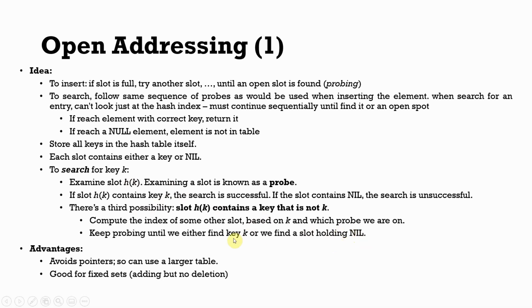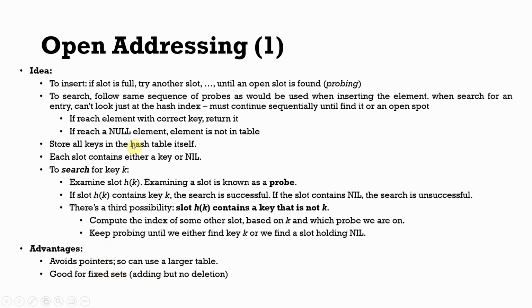We'll call this a successful search or an unsuccessful search. A successful search means we find the element in the table. An unsuccessful search means the key value doesn't exist in the table. The advantage is that it avoids pointers, so there's no need for pointers. The memory used is not as bad as the other method called separate chaining, so we can use a larger table. It's good for fixed sets.